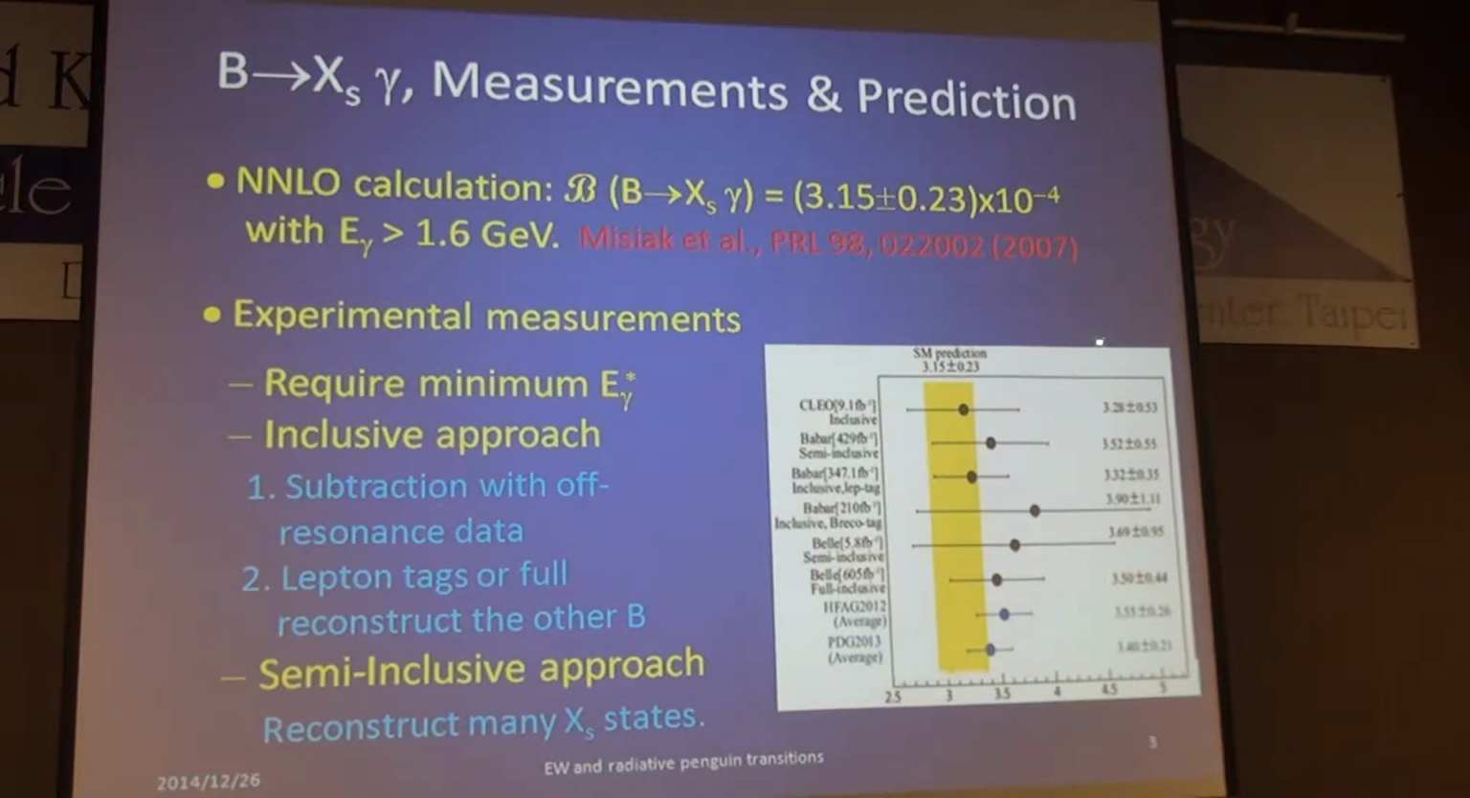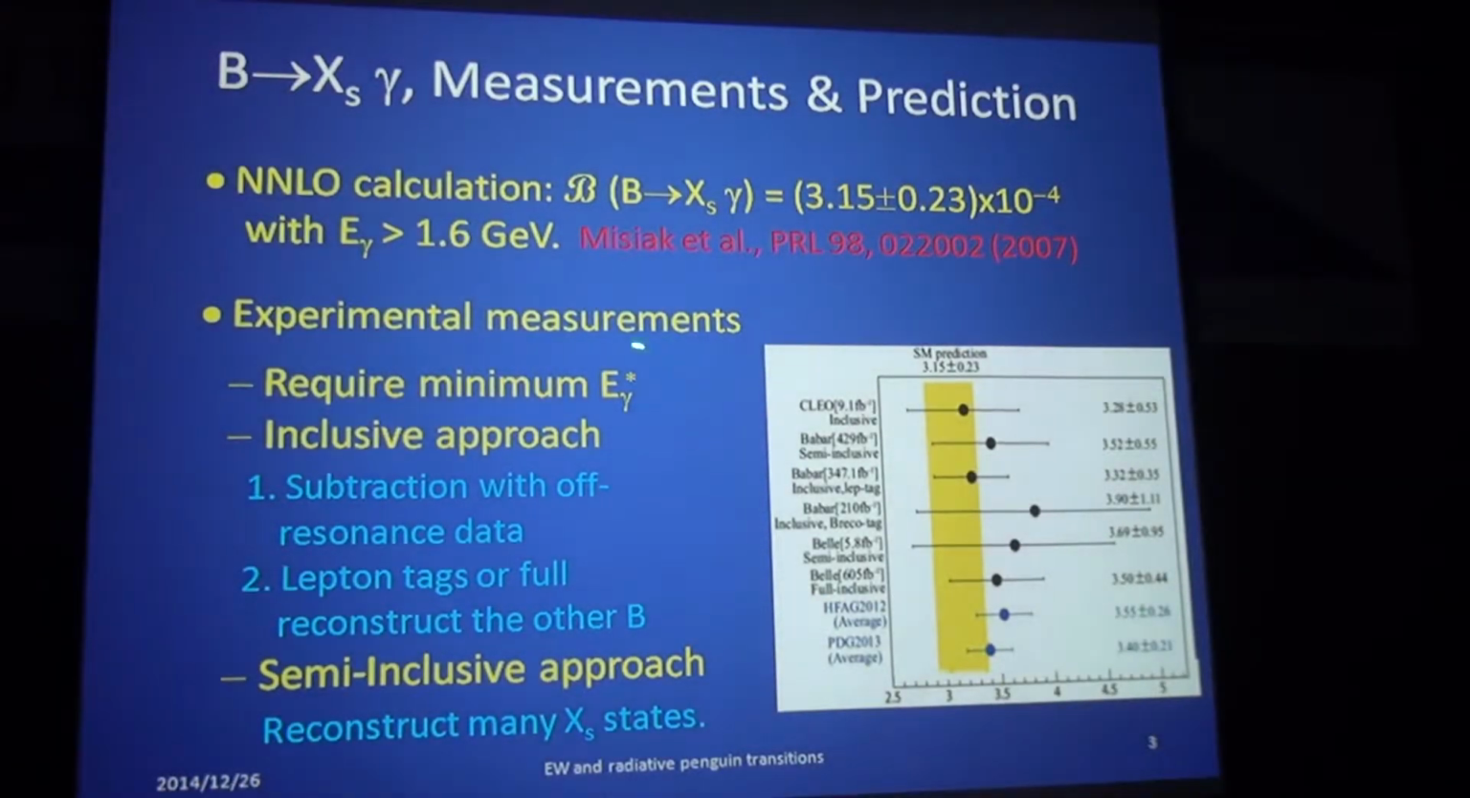And these are the current experimental results from Belle, BaBar, and CLEO with different channels, compared with the average. For experimental measurements, we require that there's a relatively high energy photon in the event. So there's a minimum E gamma cut.